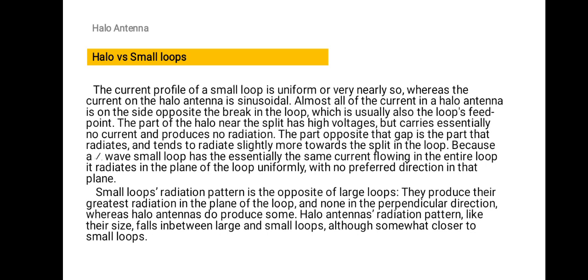Small loops' radiation pattern is the opposite of large loops. They produce their greatest radiation in the plane of the loop, and none in the perpendicular direction, whereas halo antennas do produce some. Halo antennas' radiation pattern, like their size, falls in between large and small loops, although somewhat closer to small loops.